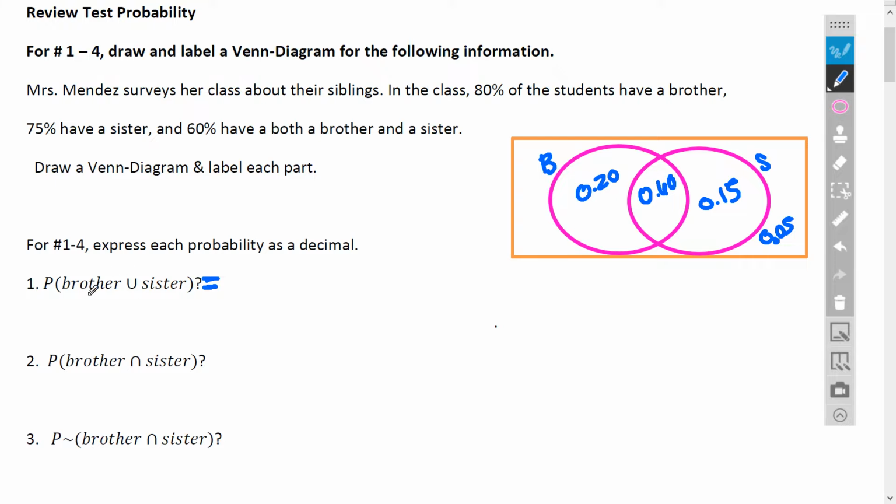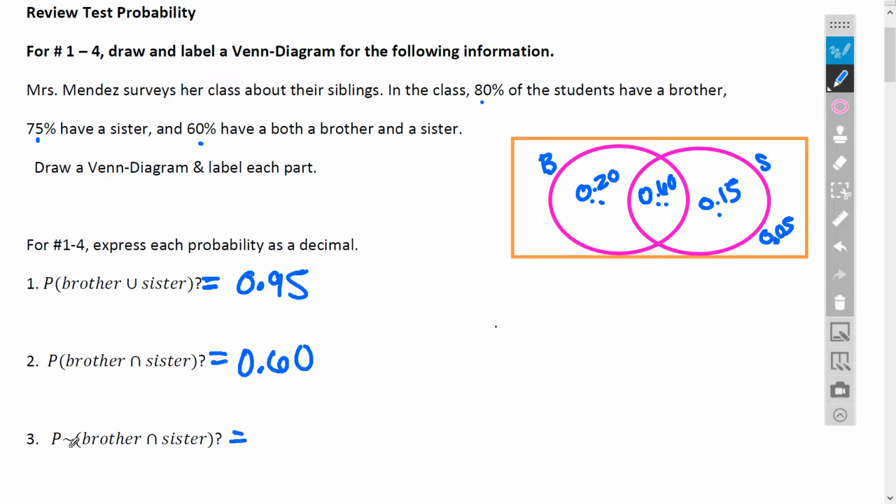So first we have the probability of brother or sister. This is the union. So the union can be found from the Venn diagram by adding these together, or you can find it from the information by adding 80 and 75 and then subtracting the intersection 60. Either way, we get 20% plus 60% plus 15%, so there's a 95% probability that they have a brother or a sister. Brother and a sister, this is simply the intersection, which we already can see is 60%.